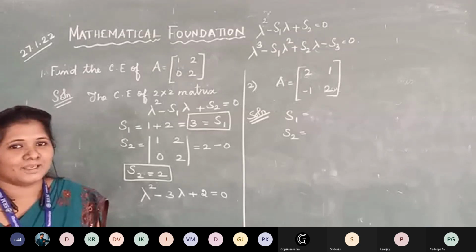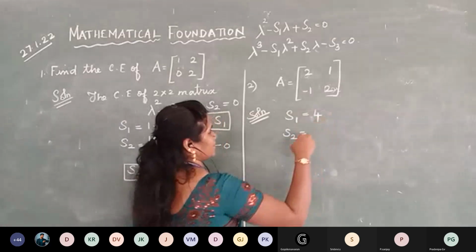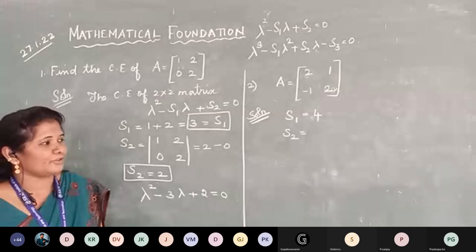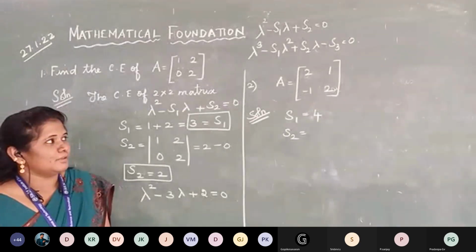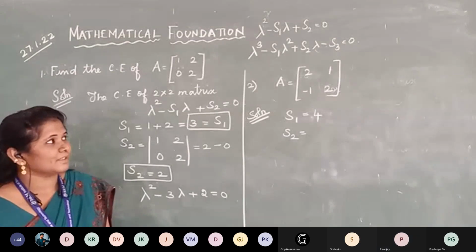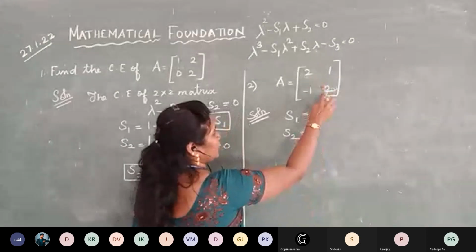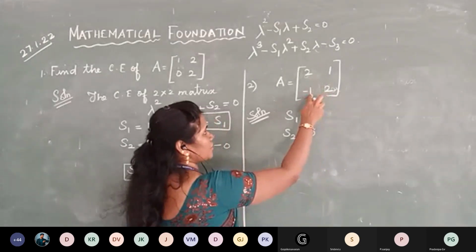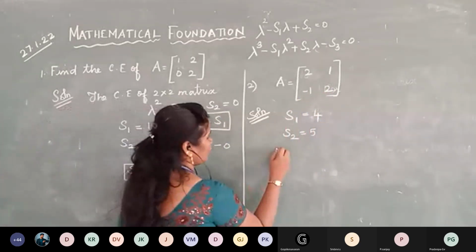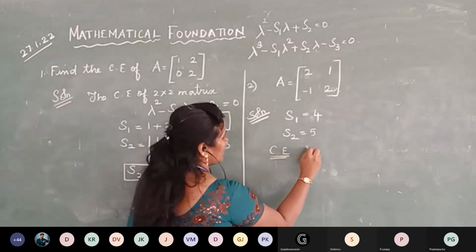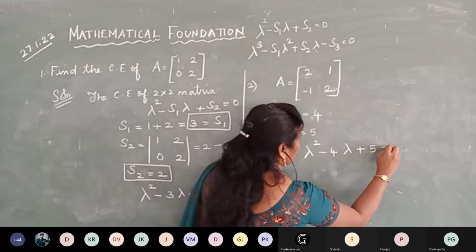Why did you get 3? It is the sum of the main diagonal. Okay, ma'am. So it is 4. Very good. Similarly, find your S2. S2 is the determinant of A. 5. Very good. 5 is correct. 2 into 2 is 4. Minus into minus will become plus. So it will be 4 plus 1, which is 5. So your characteristic equation is lambda square minus 4 lambda plus 5 equal to 0.